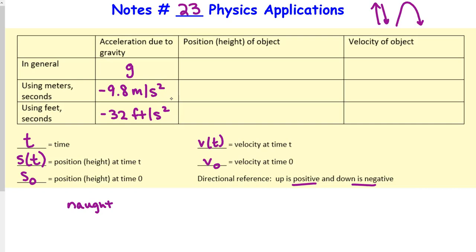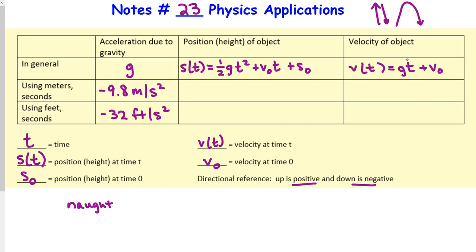So to get the position of the object, S of t, in general, it's going to be 1/2 of the acceleration due to gravity times time squared plus the initial velocity times time plus the initial position. So see, that's a quadratic function because you have t squared in there. That's how this whole idea fits into our chapter. And in general, the velocity of the object, v of t, is going to be the acceleration due to gravity times time plus the initial velocity.